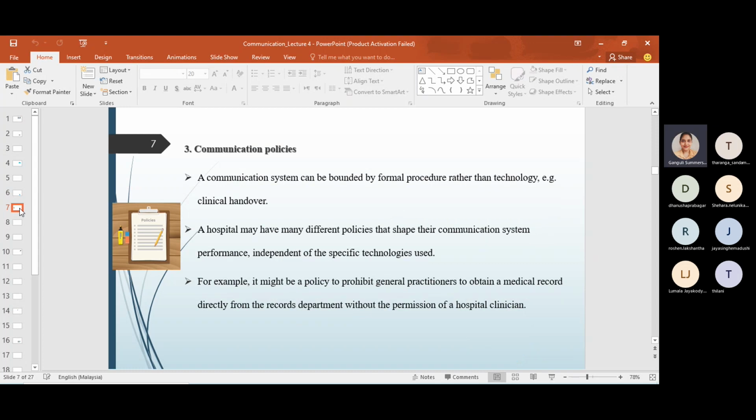Right. And then the next element of communication system. So the next element is communication policies.